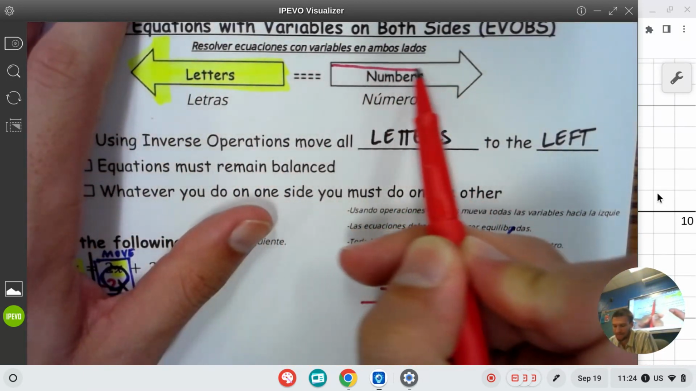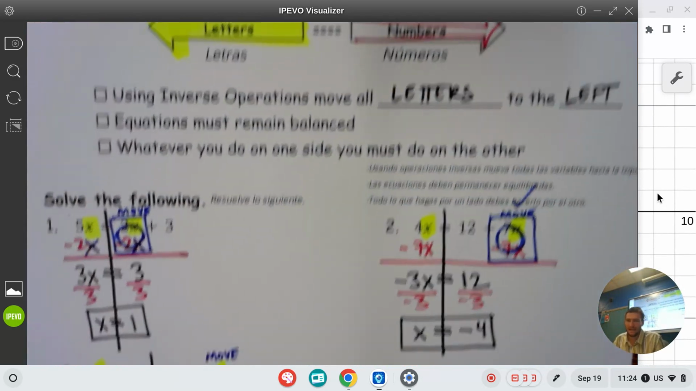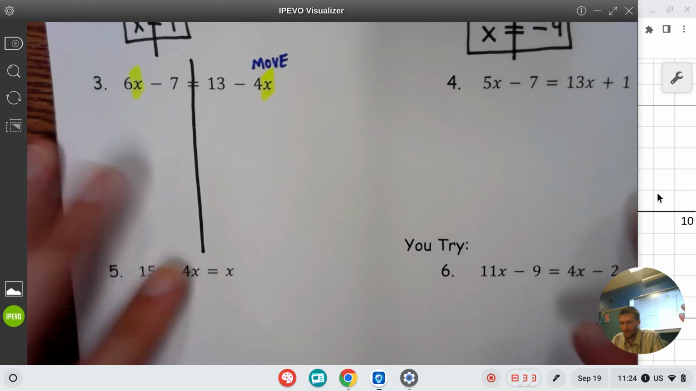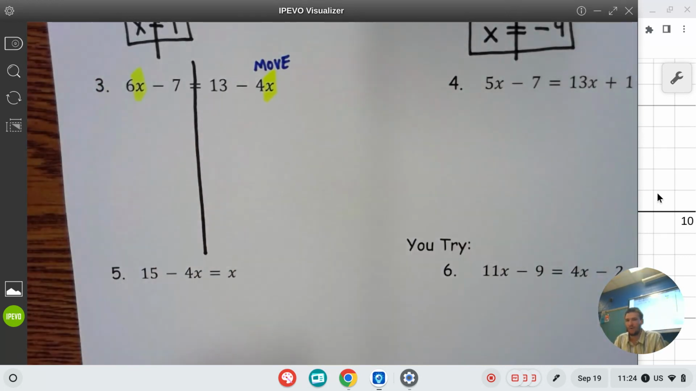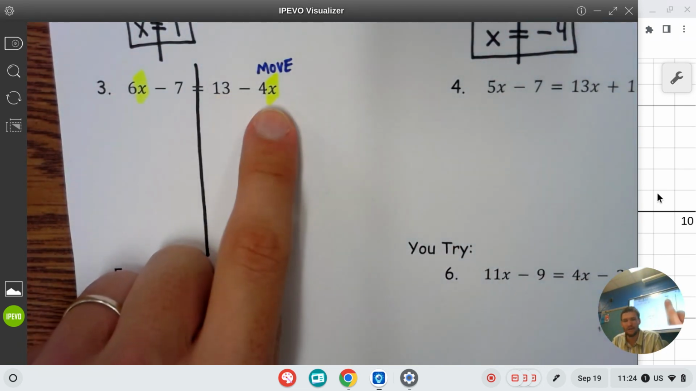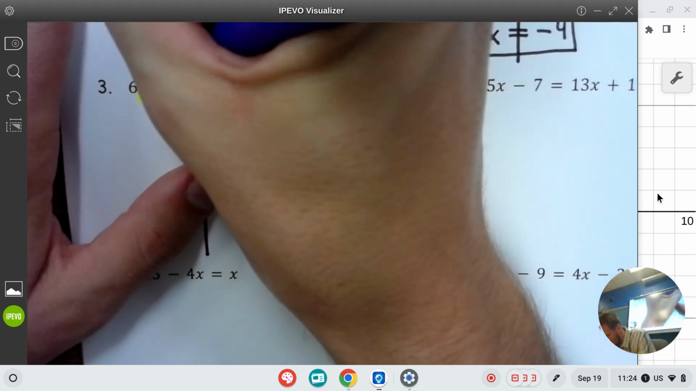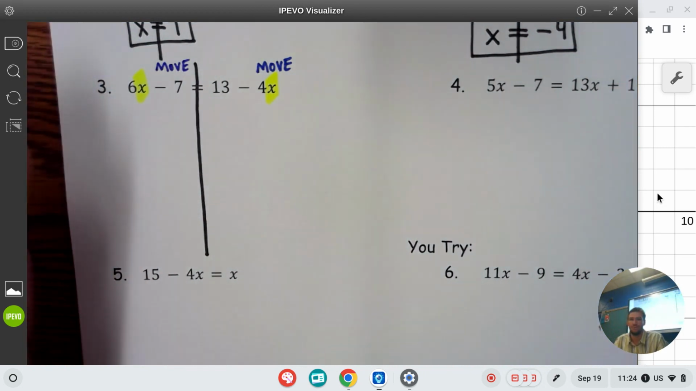Up at the top, letters left, not quite as much of a stress today, but the other thing we want to focus on is numbers to the right. And so, if we look at these 4, we're going to need to do 2 steps of organizing. One of them is moving the -4x. What else are we going to want to move? This -7. This -7 also needs to be moved. Okay?